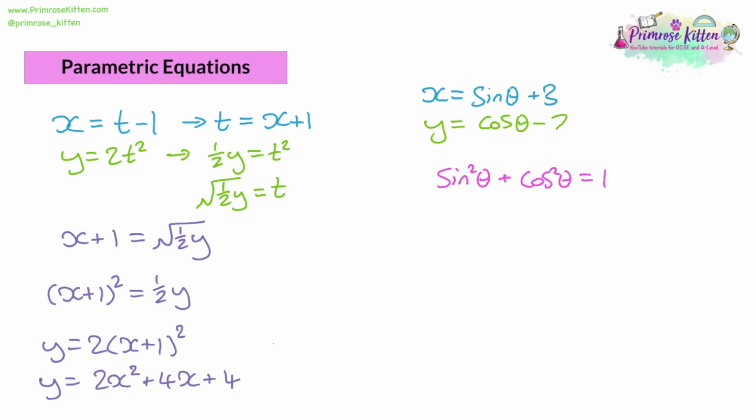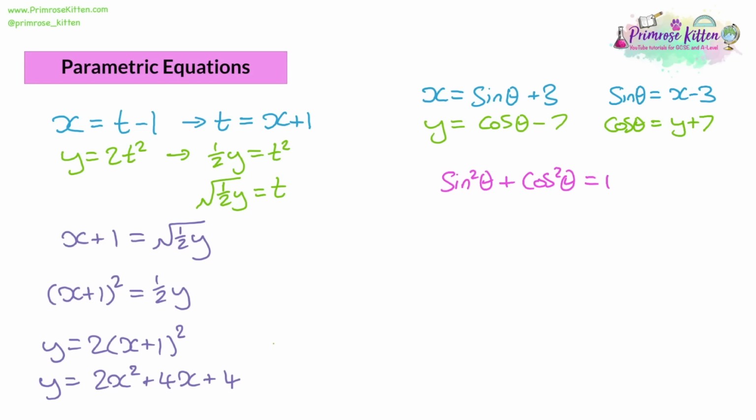So we'll come back to that in a moment. Let's rearrange. For x, we're going to take 3 away from both sides. That will leave us with sine theta is equal to x minus 3. With the cos, we're going to add 7 to both sides, so that'll be cos theta is equal to y plus 7. So then if we bring back our trigonometric identity, we want sine squared theta to substitute in.